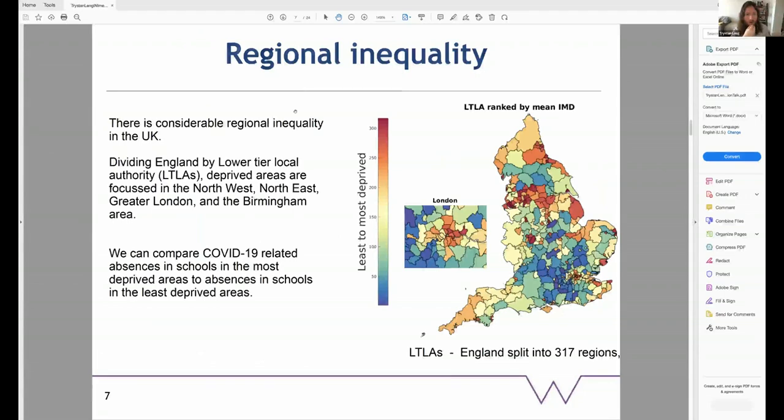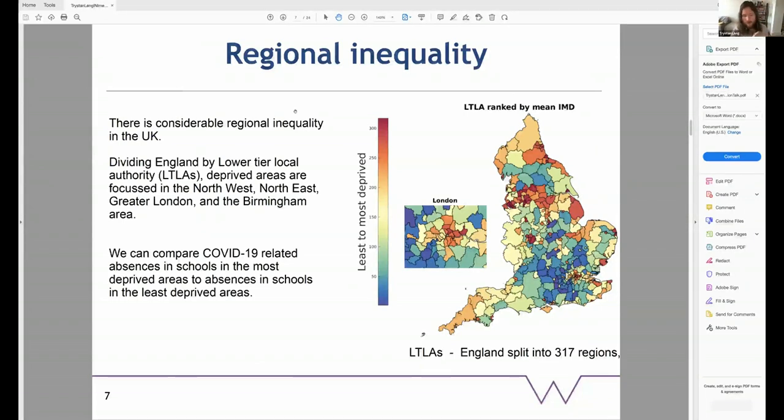So the first thing I'm going to touch upon is regional inequality. If we take the mean index of multiple deprivation of the areas that comprise a local authority in England, and a local authority is England divided into just 317 regions, and we rank the LTLAs by their mean deprivation, we can see the heterogeneity in inequality. Deprived areas are focused in the northwest, northeast, Greater London, and the Birmingham area. And so we can think of deprivation in this way.